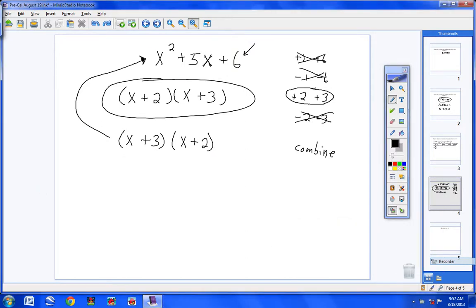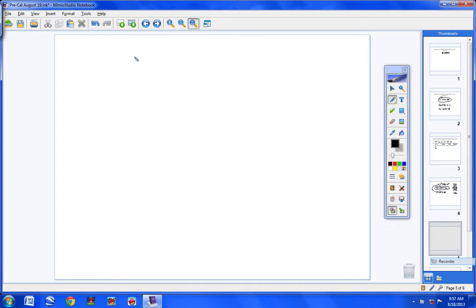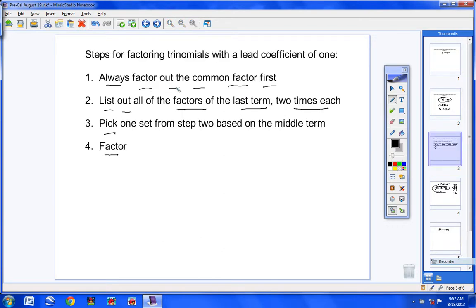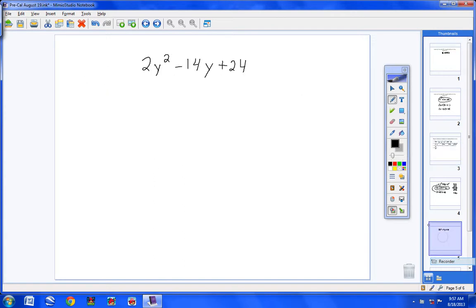All right, let's move on to problem number 2 in your notes, example number 2. Are you ready? 2y squared minus 14y plus 24. Now, you ready? What's step 1 say? Always factor out the common factor first. All right, so let's see. Hey, I can pull a 2 out. I've got a 2, a 14, and a 24. What's the biggest number that goes into all of those numbers? A 2. Can I pull a y out? Well, no. There is a y here, there is a y here, there's not a y here. So all that I can pull out is a 2.